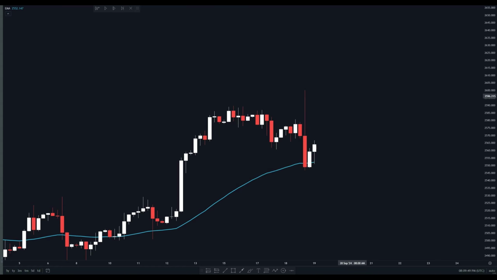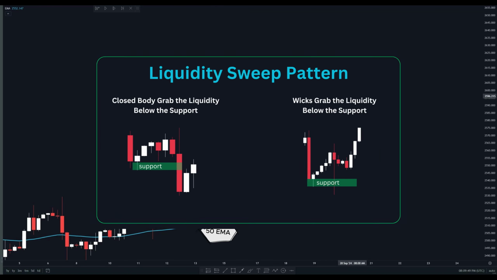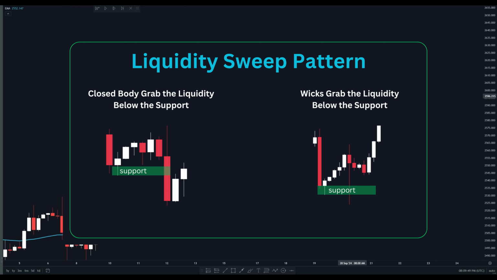The first step we do here is, we apply the 50 moving average on the chart to identify the trend. And if price is moving above the moving average, then we are in an uptrend. And we also have a break of structure here. So the uptrend is confirmed. And until the price is above the moving average and extending the higher highs, we will only look for buying opportunities. And the next step we do is to identify any liquidity sweep pattern.